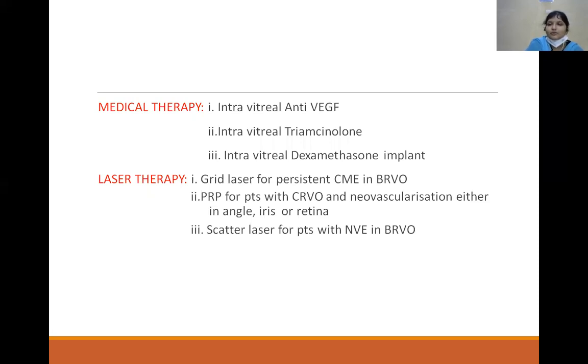It cannot be used as a prophylactic method, but in some patients where follow-up is not possible, we ask the patient to come routinely for follow-up after 1 month or 2 months, but the patient is not able to follow up and there is severe ischemia, with more than 10 disc areas involved or all 4 quadrants involved, then in such patients we can plan pan-retinal photocoagulation. And in patients with BRVO and neovascularization elsewhere, in a small quadrant, then we can go for scatter laser. So these are the medical therapy and laser therapy.